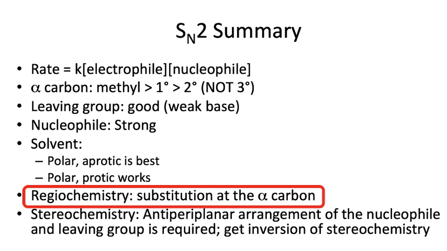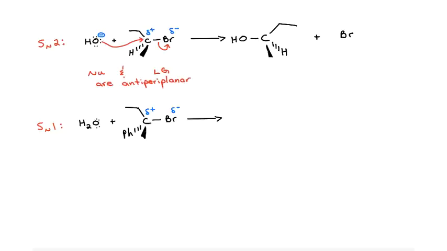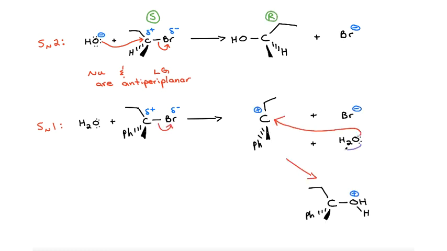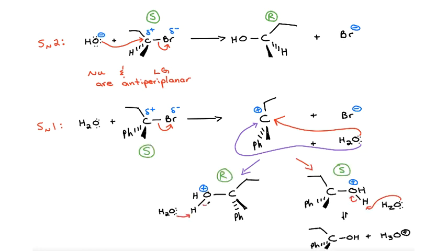In terms of regiochemistry, the location of the reaction, substitution occurs at the alpha carbon. There is no rearrangement because no carbocation forms. In terms of stereochemistry, an antiperiplanar arrangement of the nucleophile and leaving group is required to allow for the appropriate orbital alignment. That results in inversion of configuration. Contrast this result to the SN1 reaction, where both inversion and retention of stereochemistry occurred. Therefore, SN2 reactions give a single substitution product. Orbitals control the reason for this arrangement.